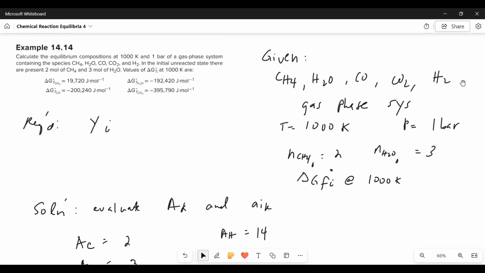For the given, we have a gas phase system consisting of the following species. Temperature is 1000 Kelvin, pressure is 1 bar. The initial state is that we have 2 moles of methane and 3 moles of water. And we're also given the delta G of formation at standard pressure and at 1000 Kelvin. The required is the equilibrium composition. So that's y sub i.